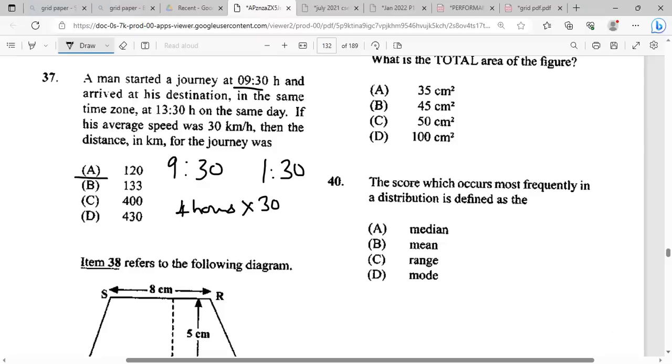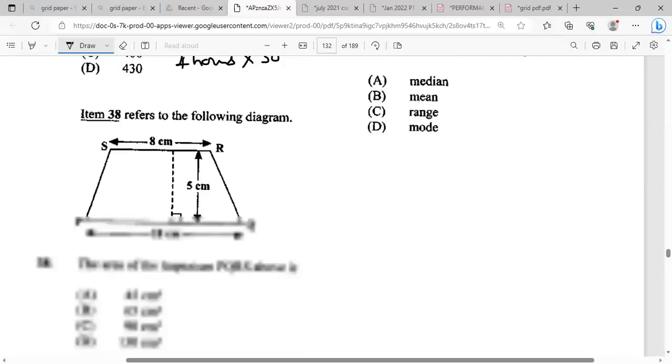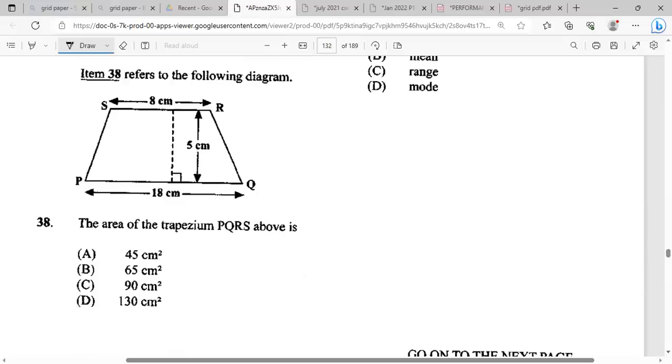All right. 38. Item 38 of the following diagram. The area of the trapezium PQRS is. So first we need to add 8 plus 18, divide by 2, because that's how you find the area for a trapezium, and then we times it by the height, which is 5. So this will work out to 26, because we have to work out the bracket first.